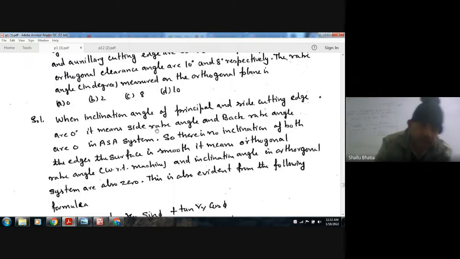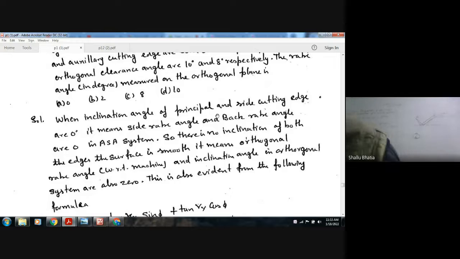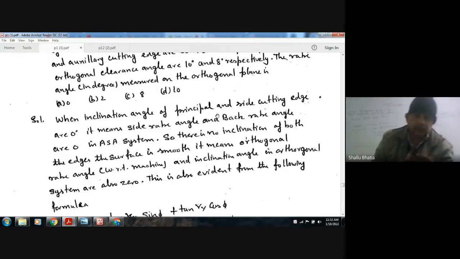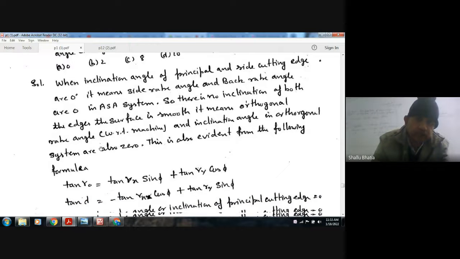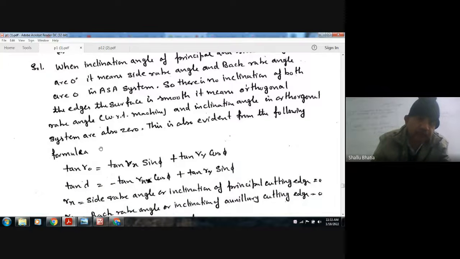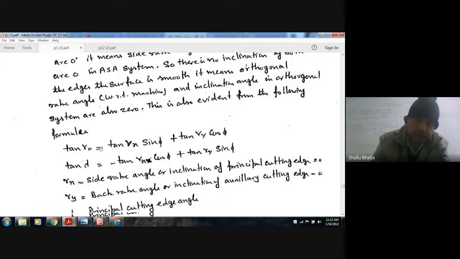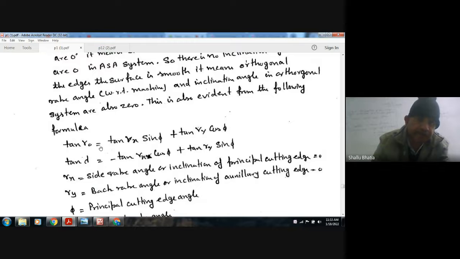Okay, so as the inclination angles of the principal and side cutting edges are given as 0, the side rake angle and back rake angle are 0. So there is no inclination of both edges as the surface is smooth. It means the orthogonal rake angle with respect to machine and the inclination angle in orthogonal system are 0. Okay, so now we have this.